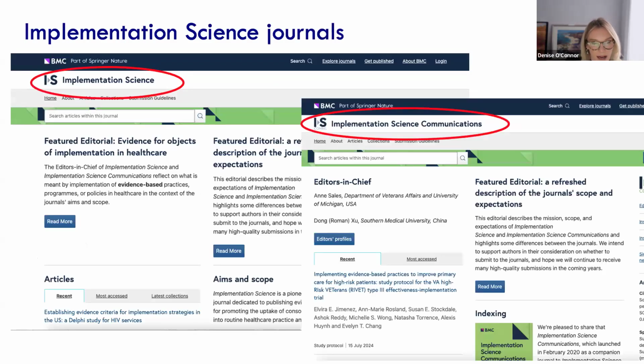Some of you may be aware that we now have 2 journals that are dedicated to publishing this type of research, but also increasingly other journals, discipline or topic specific, are also interested in publishing implementation research related to their areas.